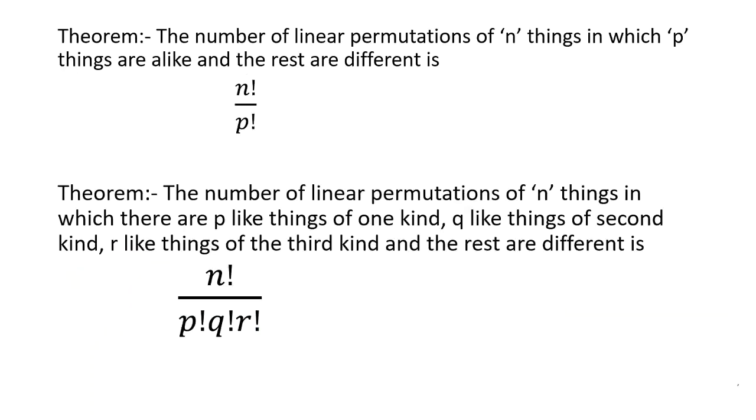Next we have permutations with constraints. Out of n objects, if p objects are alike, then the number of permutations is going to be n factorial upon p factorial. If out of n objects, p objects are of one kind, q objects are of a second kind, and r objects are of a third kind, then the number of permutations is going to be n factorial upon p factorial times q factorial times r factorial.